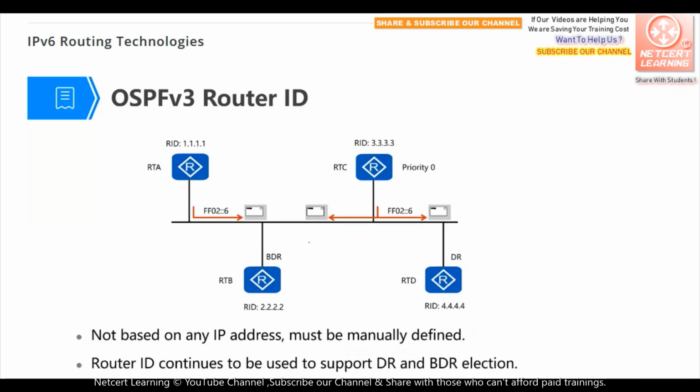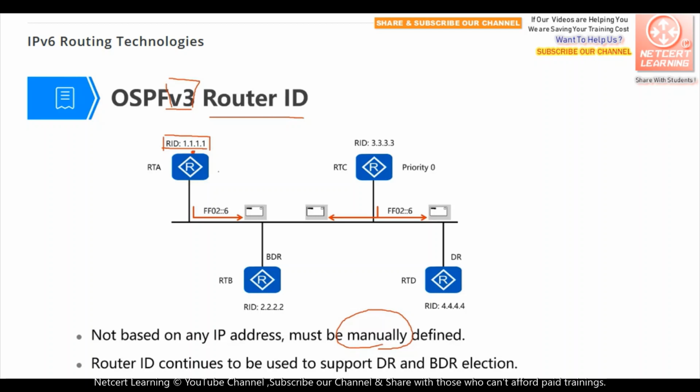And next is the router ID. We know that in the OSPF protocol, we use the router ID to uniquely identify one OSPF router. OSPF version 2 and OSPF version 3 have the same format of router ID, but the difference is the OSPF version 3 router ID is not based on any IP address. You must configure the router ID of OSPF version 3 manually, and the formats are the same.